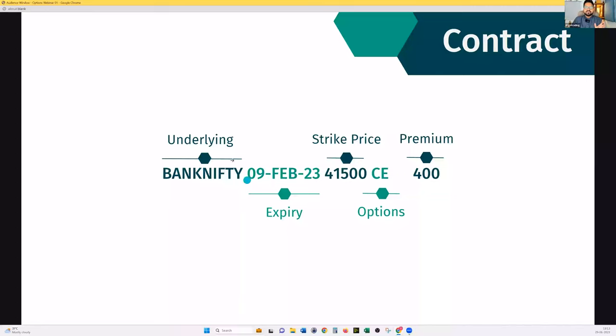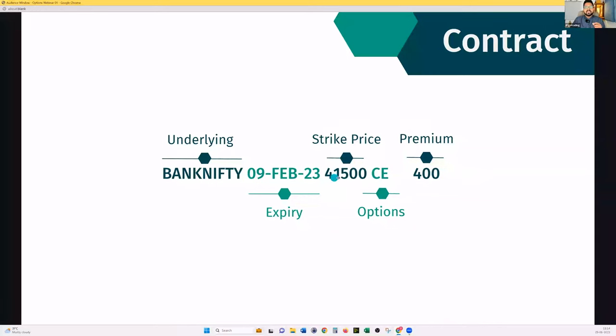So first comes the Bank Nifty. Bank Nifty is the underlying. We call it the underlying. And then we have something like 09 Feb 23, which means the expiry is 9th February 2023. All the contracts will have one expiry, so this is the representation of the expiry.